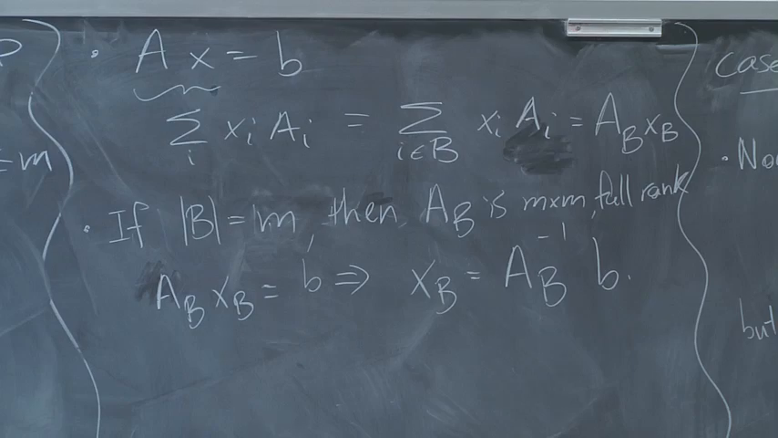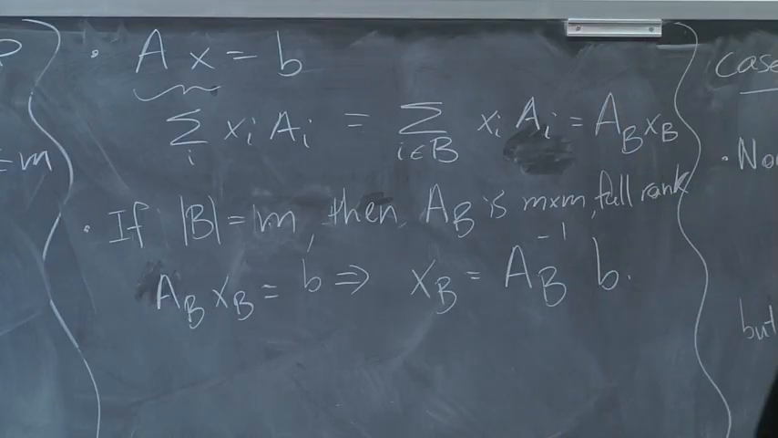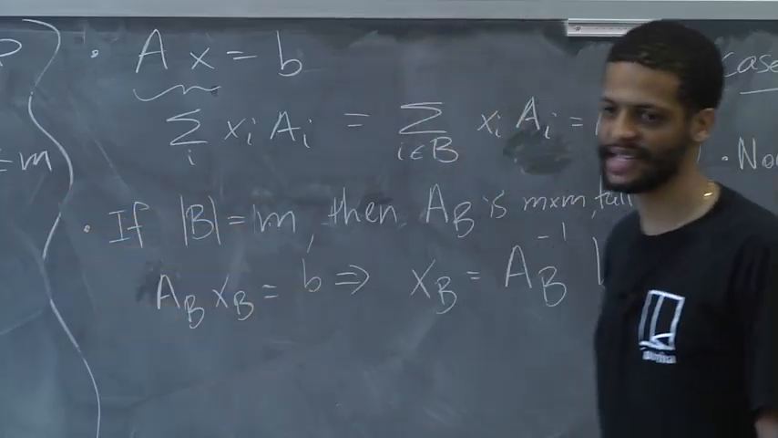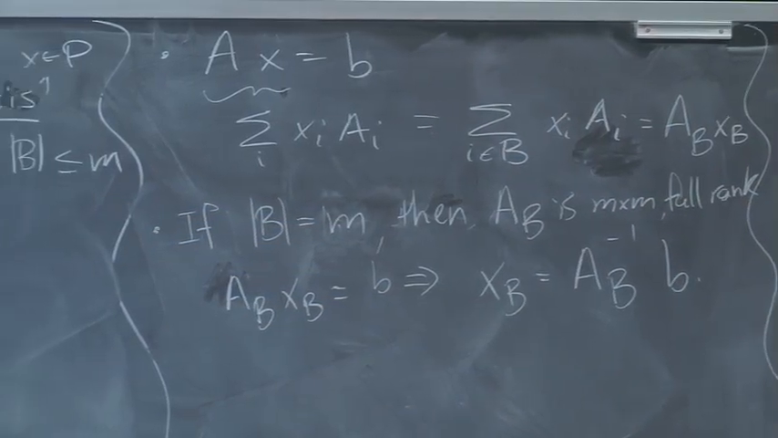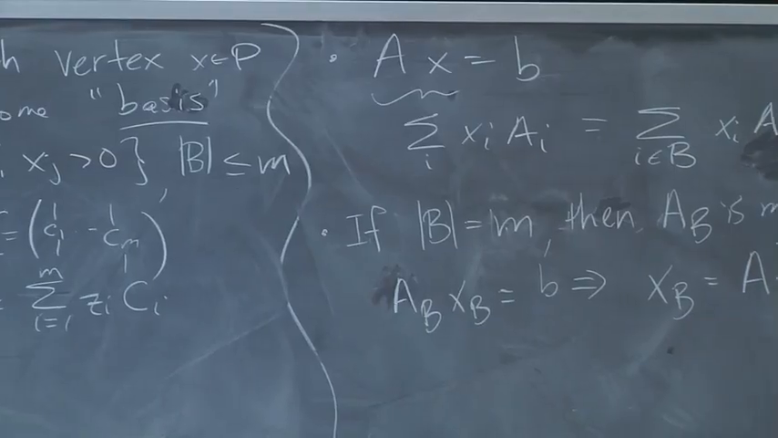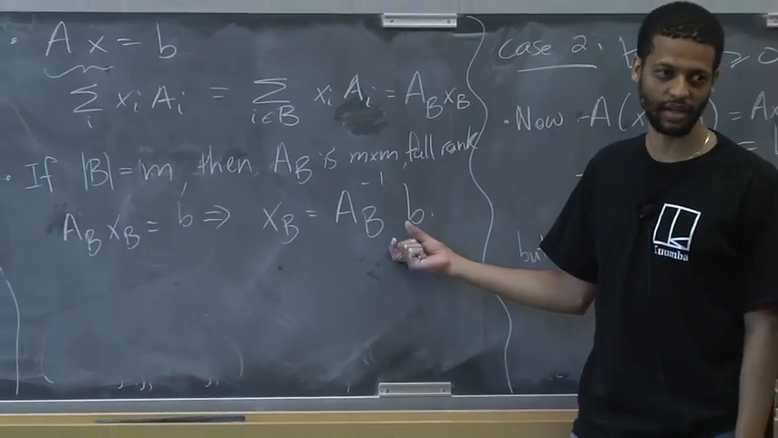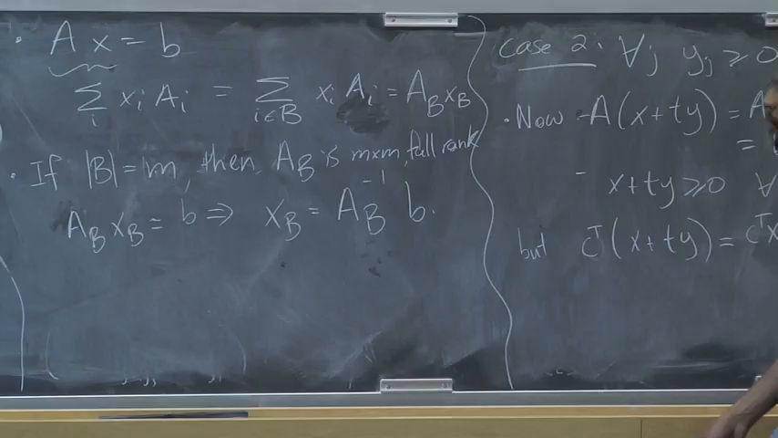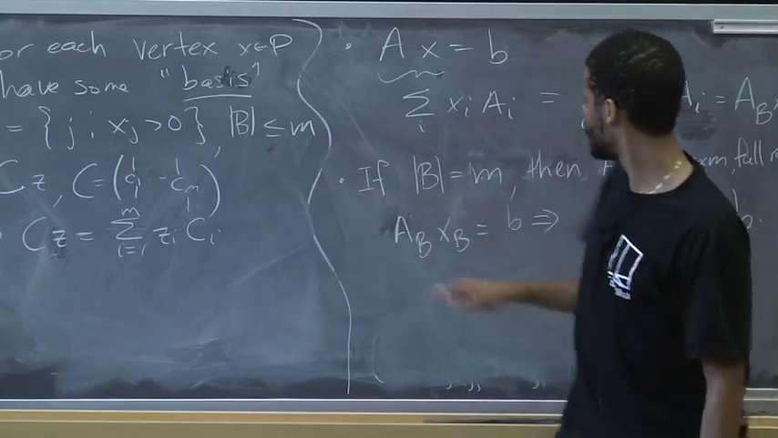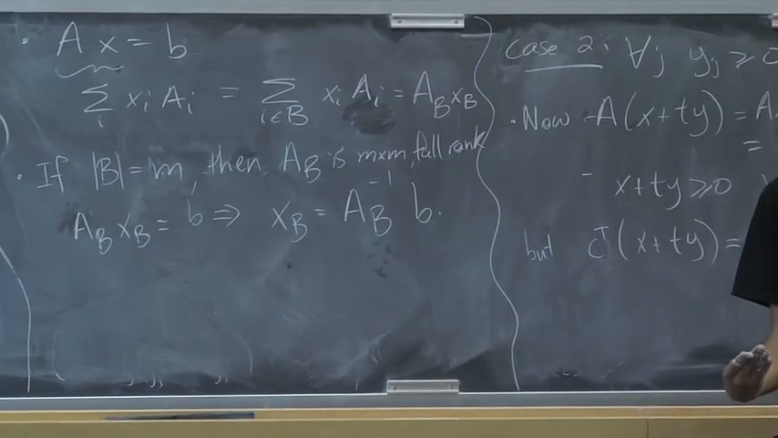Right? So what this tells us is that if we have a vertex whose basis has size exactly m, then we can figure out what that vertex is just by solving this linear system. If we know which basis it is, which set of columns it is, we'd get it. Now, this is what I was trying to say earlier. What if this thing is less than m in size? Then A sub B is not a square matrix anymore. It's m by something less than m.